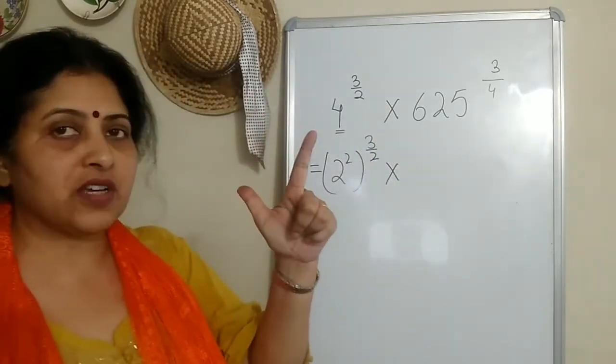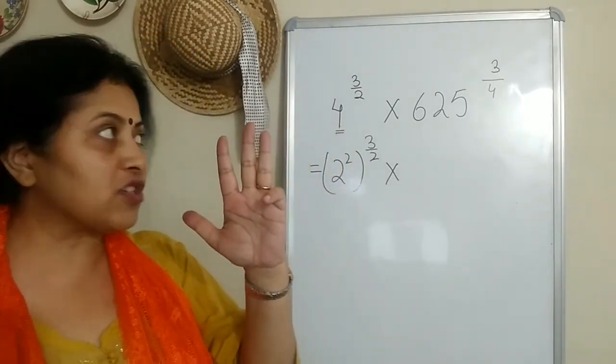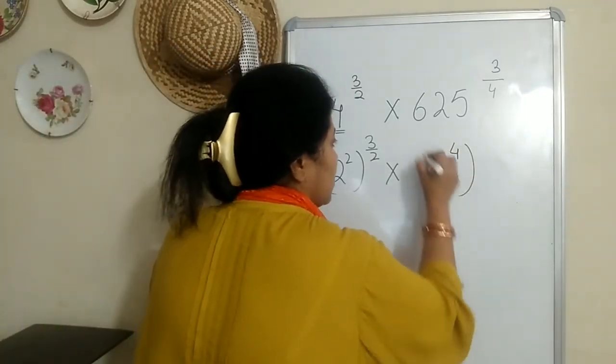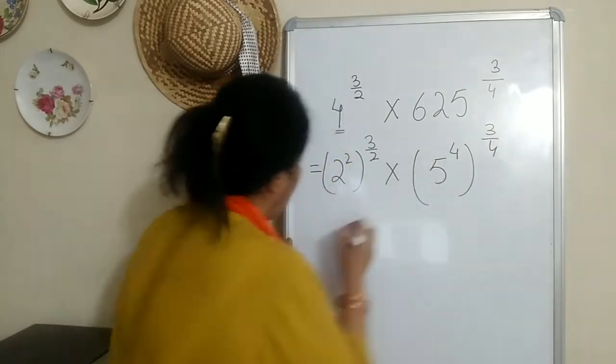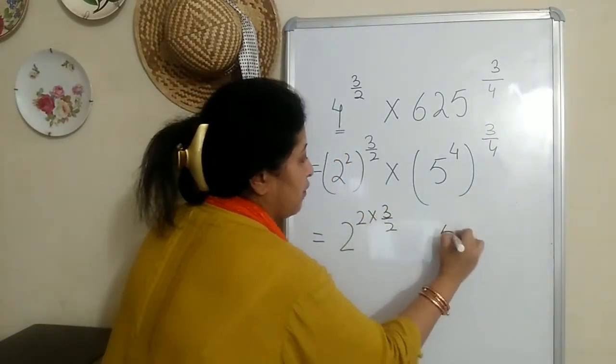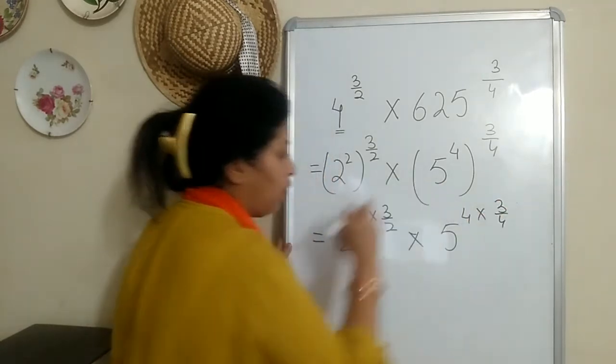And 5 5s are 25, 25 5s are 125, 125 5s are 625. So that's 4. So 5 raised to the power of 4. Put this in bracket. 3 by 4. Then you write 2 into 3 by 2, 5 into 3 by 4.